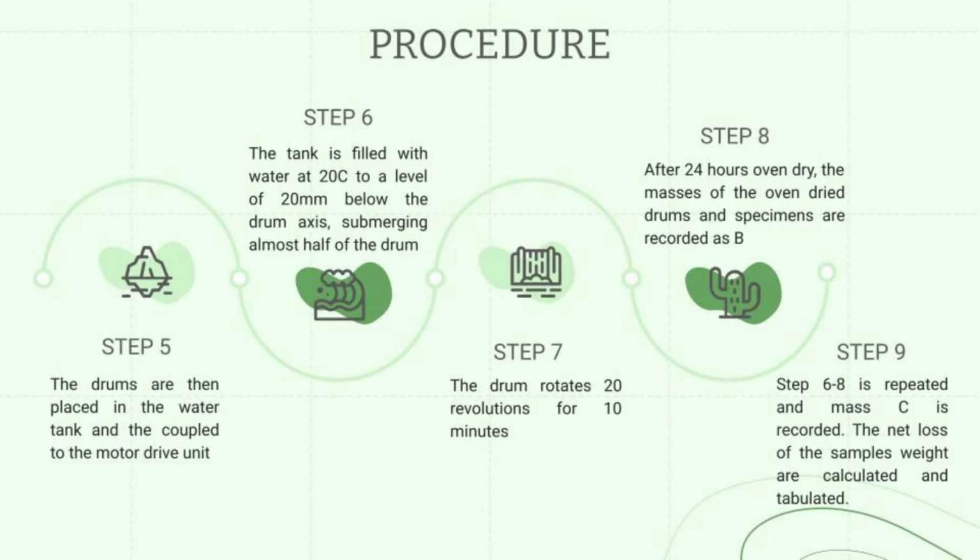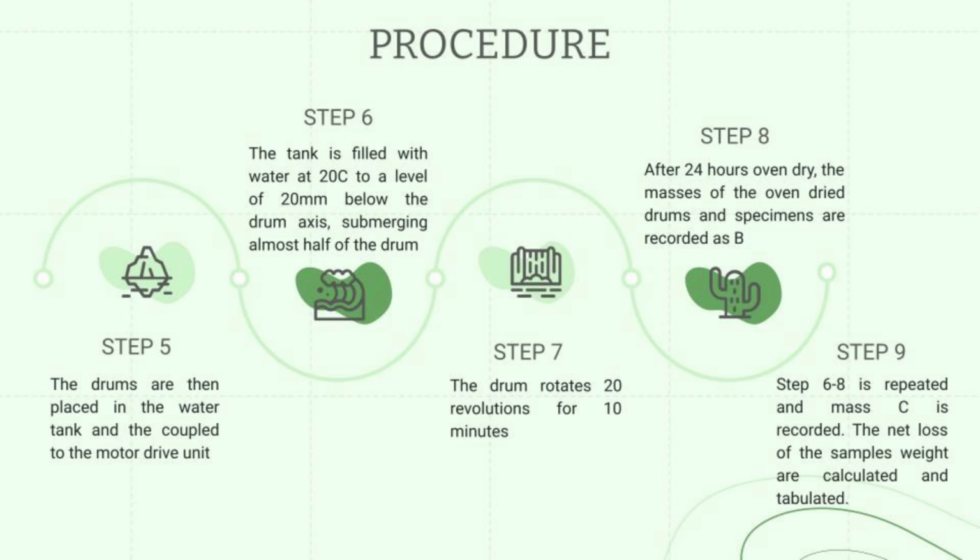Next, we place the drum in the water tank and couple it to the motor drive unit. The tank is filled with water at 20 degrees Celsius to a level of 20 mm below the drum axis, submerging almost half of the drum. For step 7, the drum rotates 20 revolutions per minute for 10 minutes.